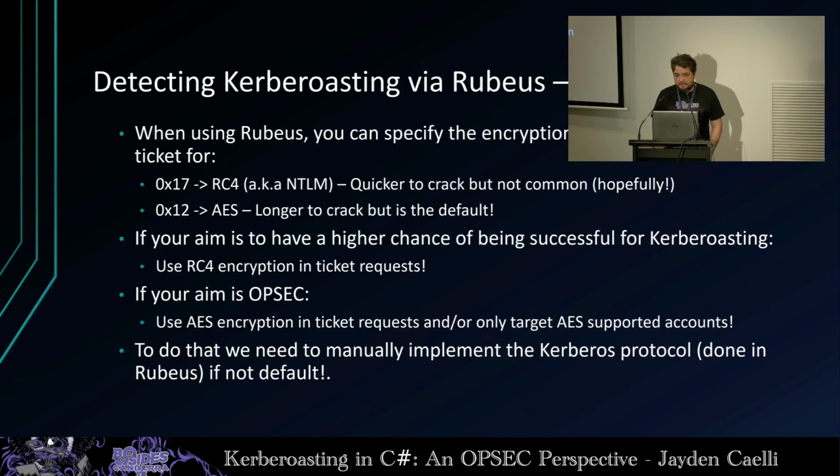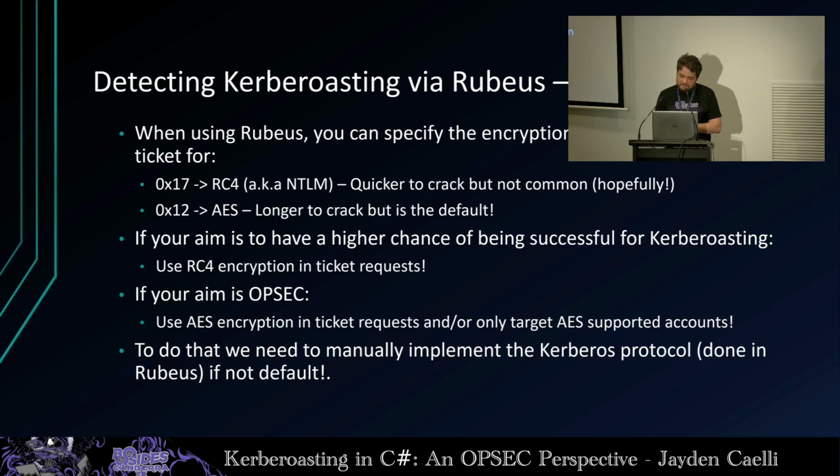One other way that you could get tripped up when doing this is if you use encryption types that are what's called downgraded. So when you use Rubeus, it is possible to specify the encryption type to attempt to use, where we have either RC4 and NTLM, very easy to crack, but also not very common anymore. And then we also have AES, which takes longer to crack, but is default now, hopefully, and you will see it used much more in Active Directory environments.